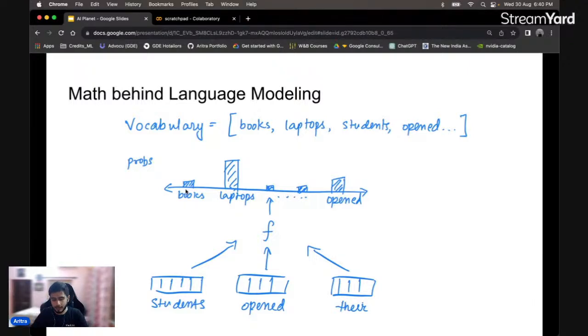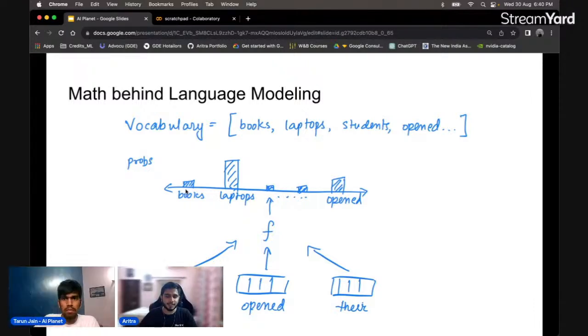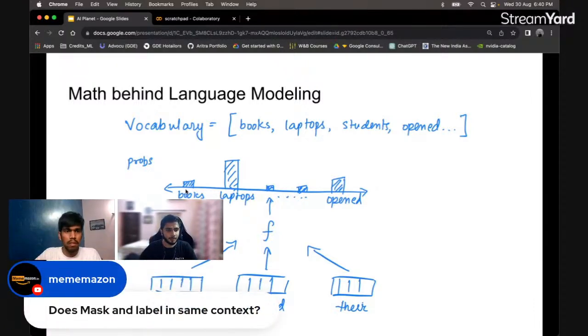Does that make sense? I'll be checking the comments, so don't worry if I'm going too fast or too slow. Please comment it out. I'll adjust accordingly.